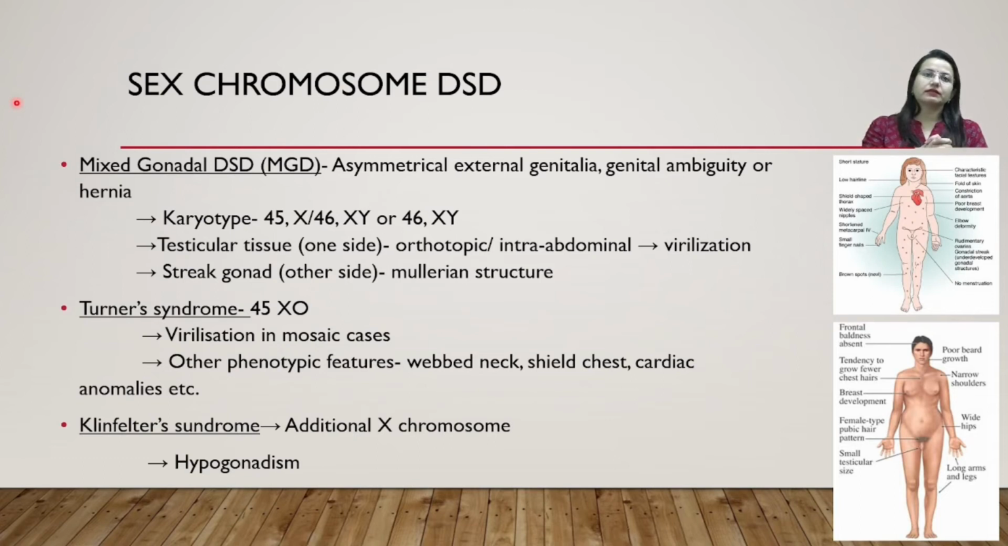Another sex chromosome DSD is Turner syndrome, 45XO, which has very classical phenotypic features of web neck, shield chest, and various associated cardiac anomalies. Klinefelter syndrome has an extra X chromosome. These patients also have hypogonadism. All the characteristic phenotypic features are mentioned in these two figures.